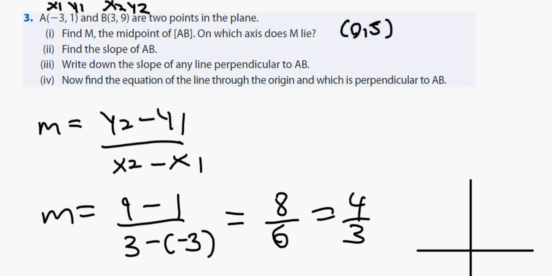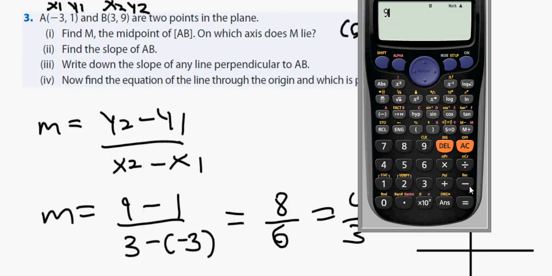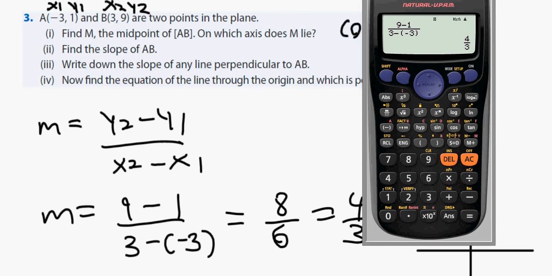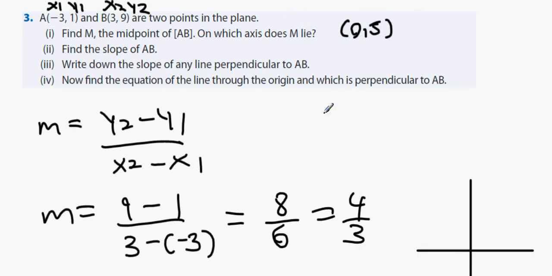If you have a bit of a problem doing that, all you have to do is this. You just put down 9 minus 1. You need your fraction at the start. So we have 9 minus 1 divided by 3 minus bracket minus 3, close bracket, and it gives us 4 over 3. Exactly what we're looking for there. Find the slope of AB. Done. Write down the slope of any line perpendicular to AB.